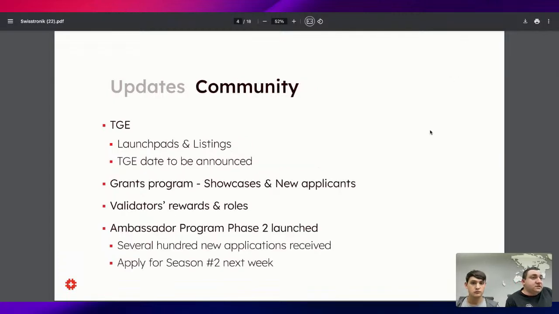In the first place, this is TGE. A lot of people are asking when we're going to launch. At this moment we are working on the launchpads where we'll start and listings. Everything is mostly done. We'll announce the TGE date highly likely before the new year, maybe in the first days of 2025. But I would expect it to happen in late January or mid-February, somewhere there.